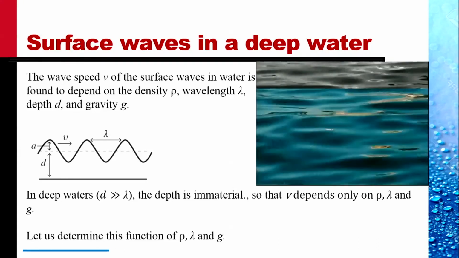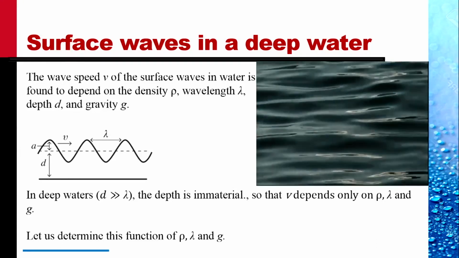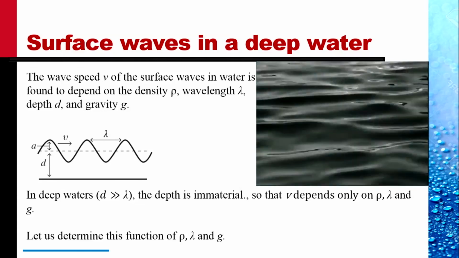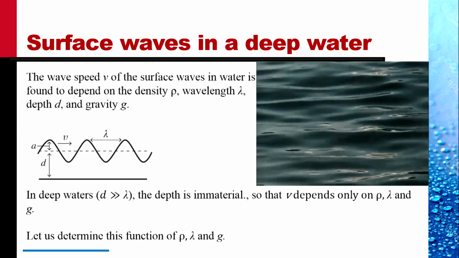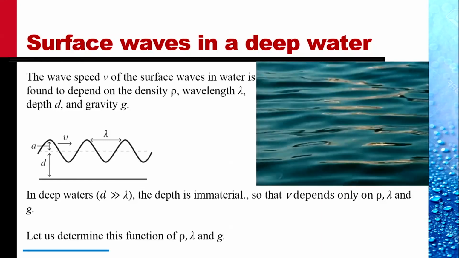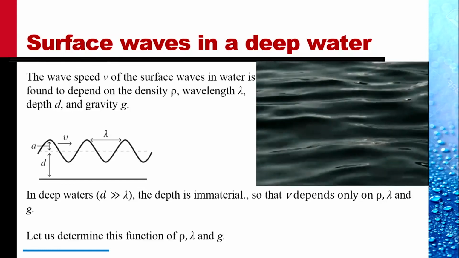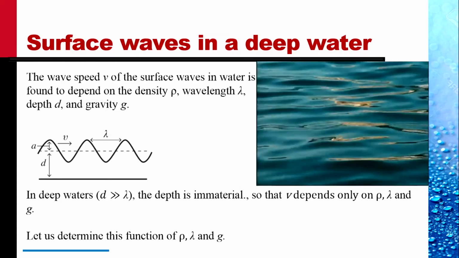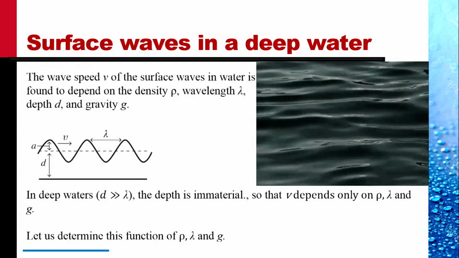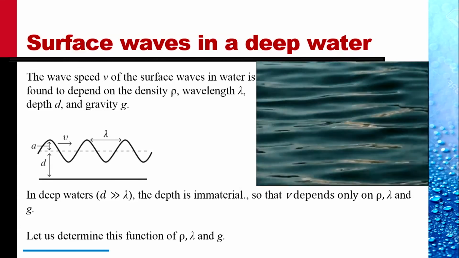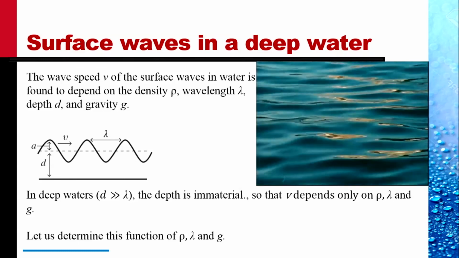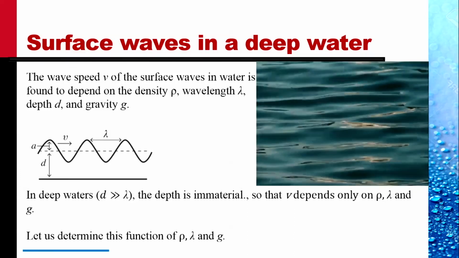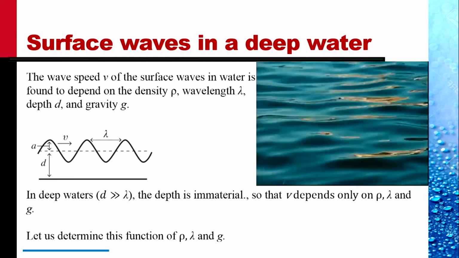In deep waters, where d is much greater than lambda, the depth is immaterial, and the speed of the surface waves depends only on rho, lambda, and g. In fact, we will see that rho should not matter, because neither v nor lambda nor g contains the dimension of mass. And so the only parameter rho, which contains the dimension of mass, would not occur in any non-dimensional relations.